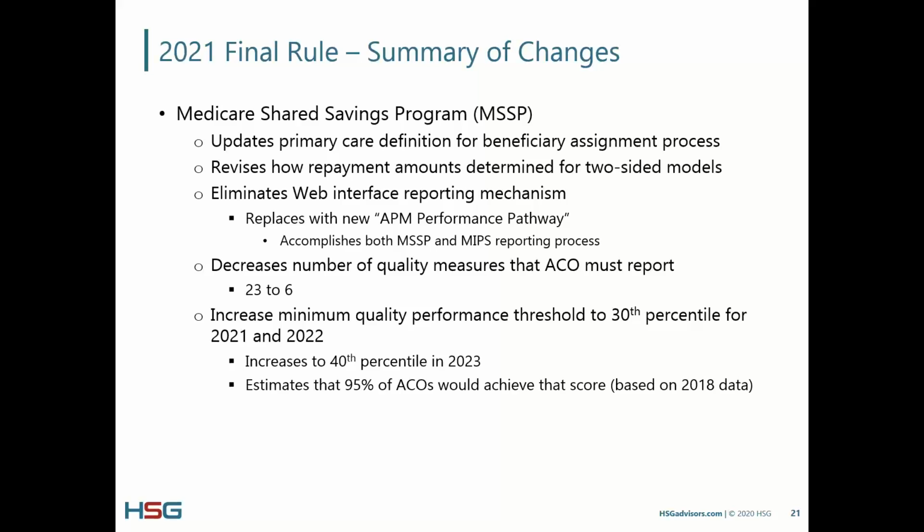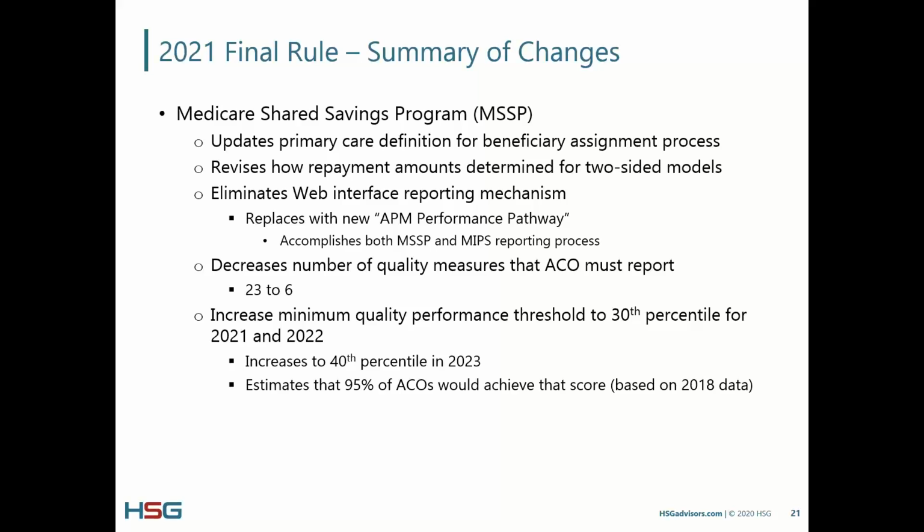I mentioned that the 2021 final rule also applied to the Medicare Shared Savings Program. There are a number of things that changed with this. One is the elimination of the web interface, replaced with a new APM performance pathway, or the APP, as they abbreviate it. This accomplishes reporting for both the ACO piece, the MSSP piece, but also the MIPS reporting process. It decreases the number of quality measures that the ACO must report from 23. You'll recall that there was a 34, now down to 23, and now this will be down to 6 defined specific measures through the APP process.